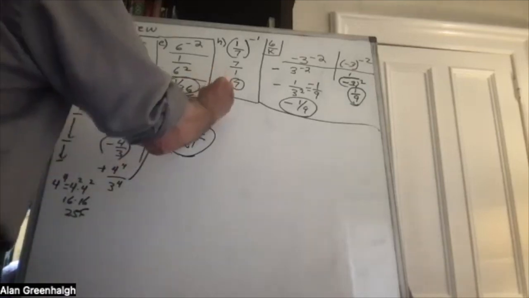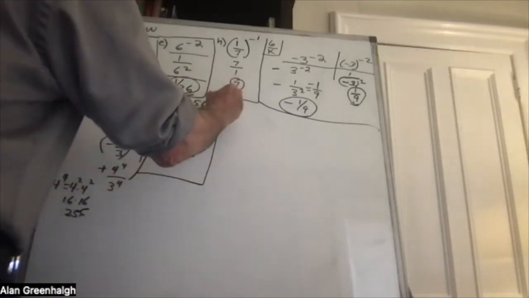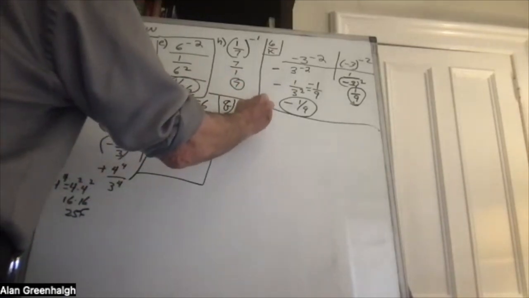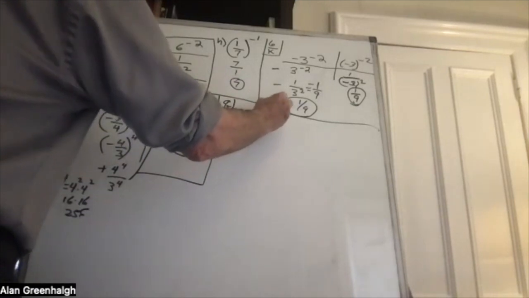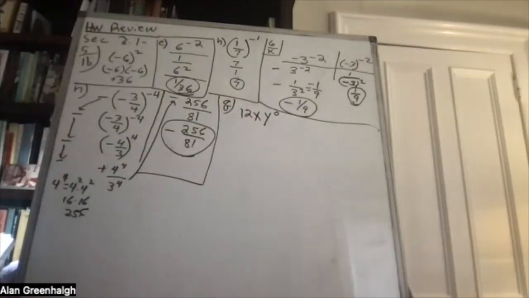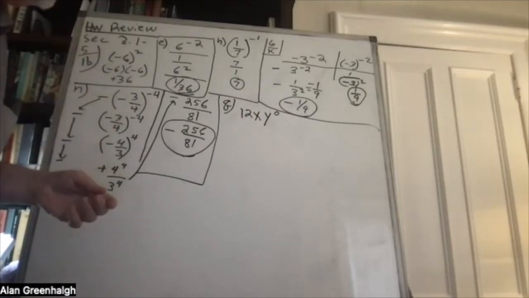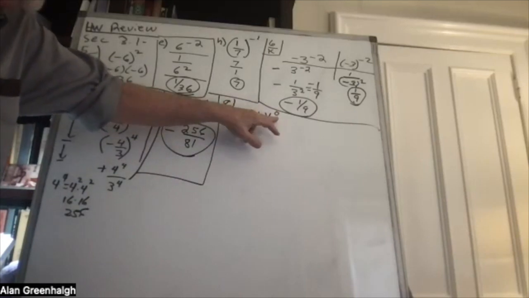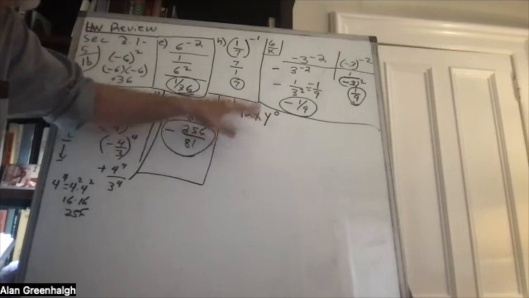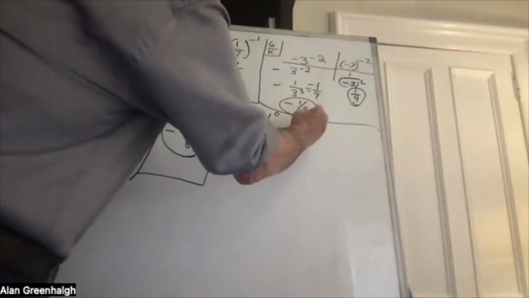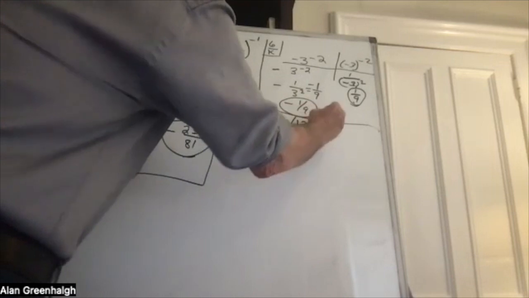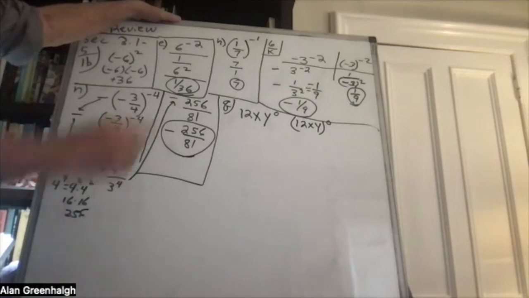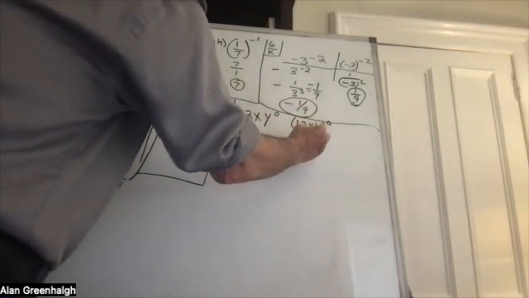Problem Q. 12xy to the 0. Okay, well, here they're simply testing your knowledge of the 0 exponent. And keep in mind that this problem is intended to throw you off and make you think that this is the problem. The answer to this problem is 1.